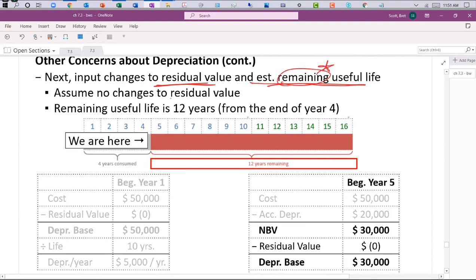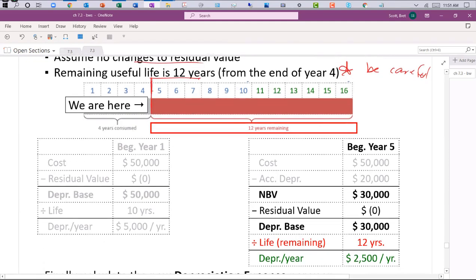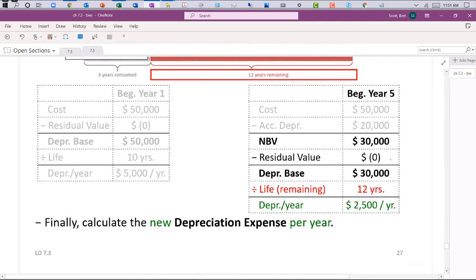Assume in this case there are no changes to residual value. We thought it was going to be 0. It's still going to be 0, even 6 years further in the future. So remaining life is 12 years from the end of year 4. Again, be careful when you do these calculations. Don't miss points on this. We are right here, looking ahead and saying 1, 2, 3, 4, 5, 6, 7, 8, 9, 10, 11, 12. So we take the 30,000 and subtract off a 0 residual value.